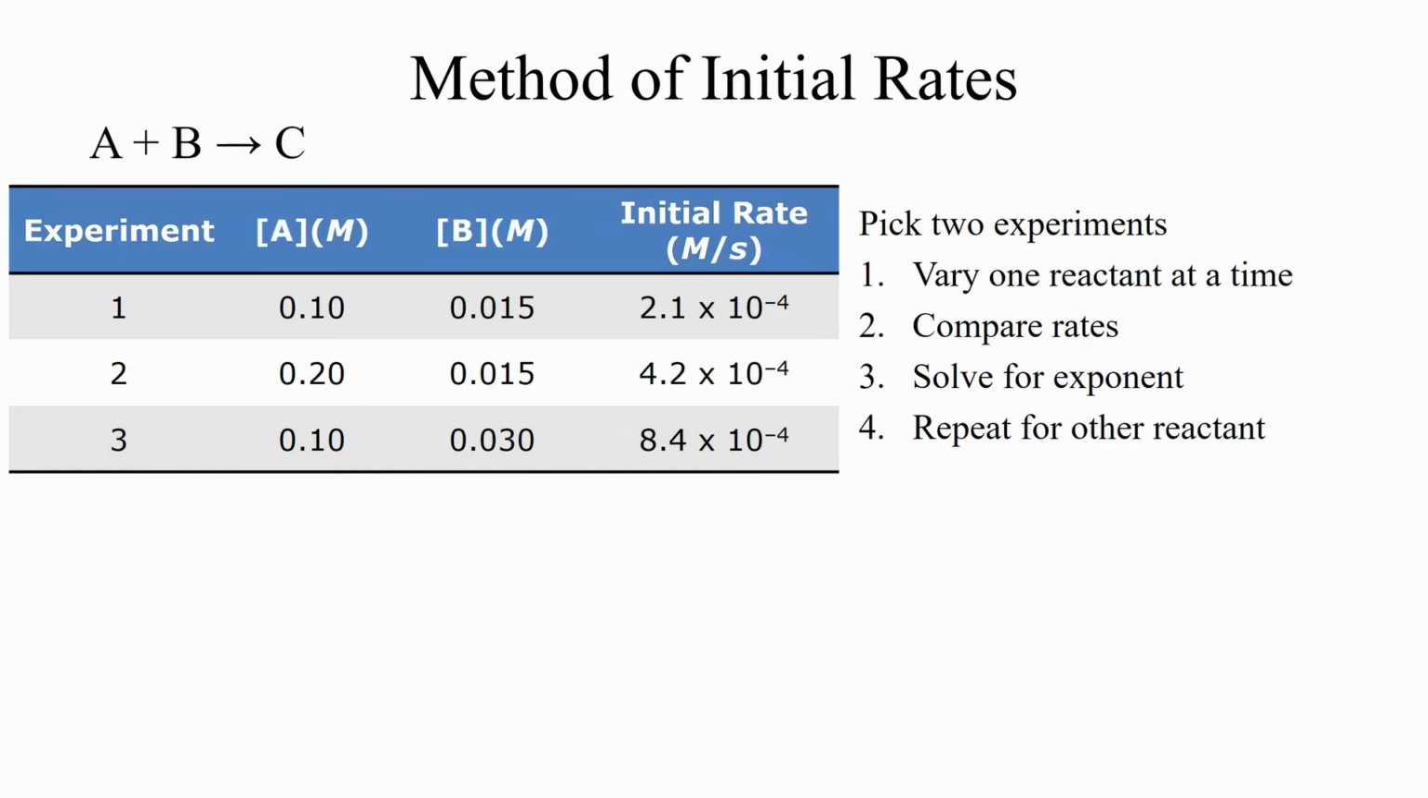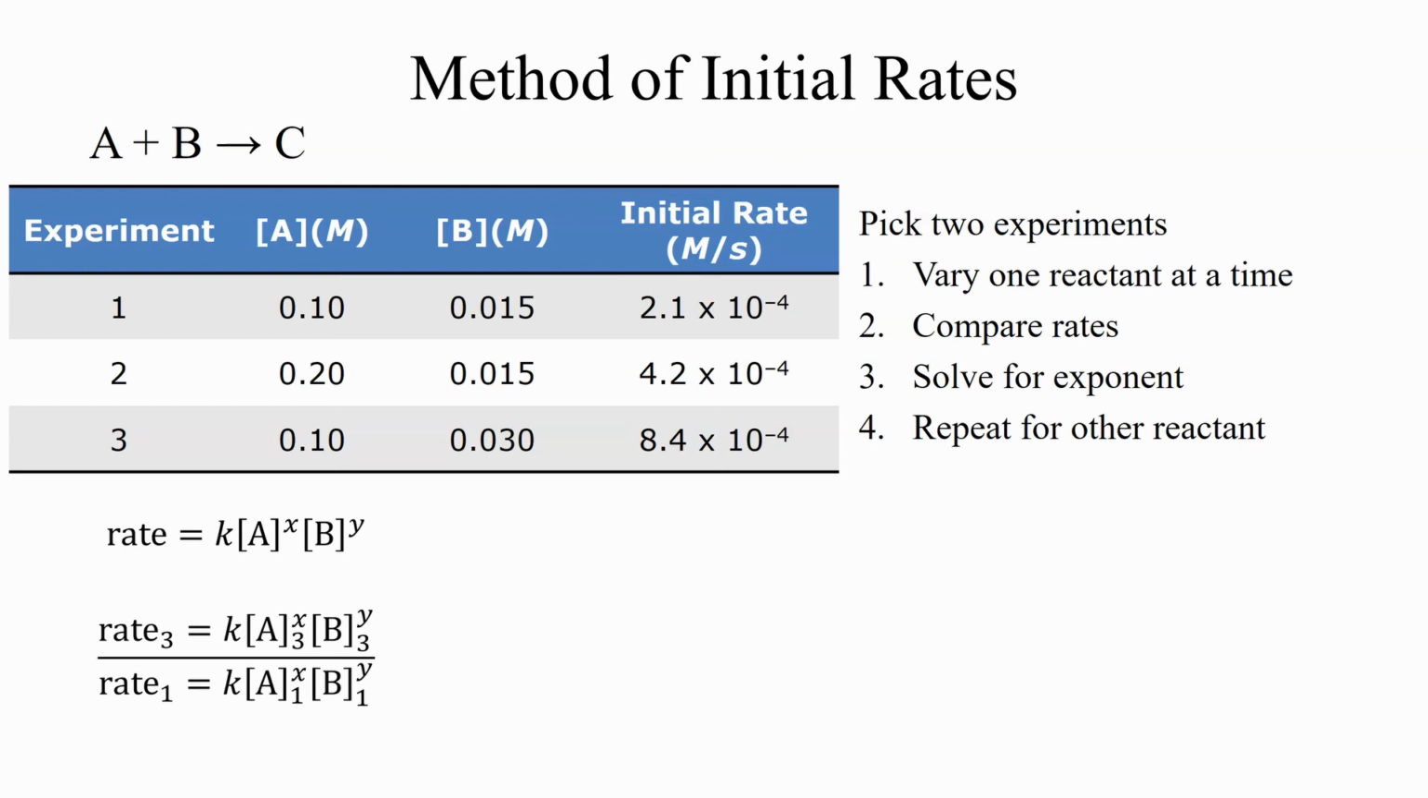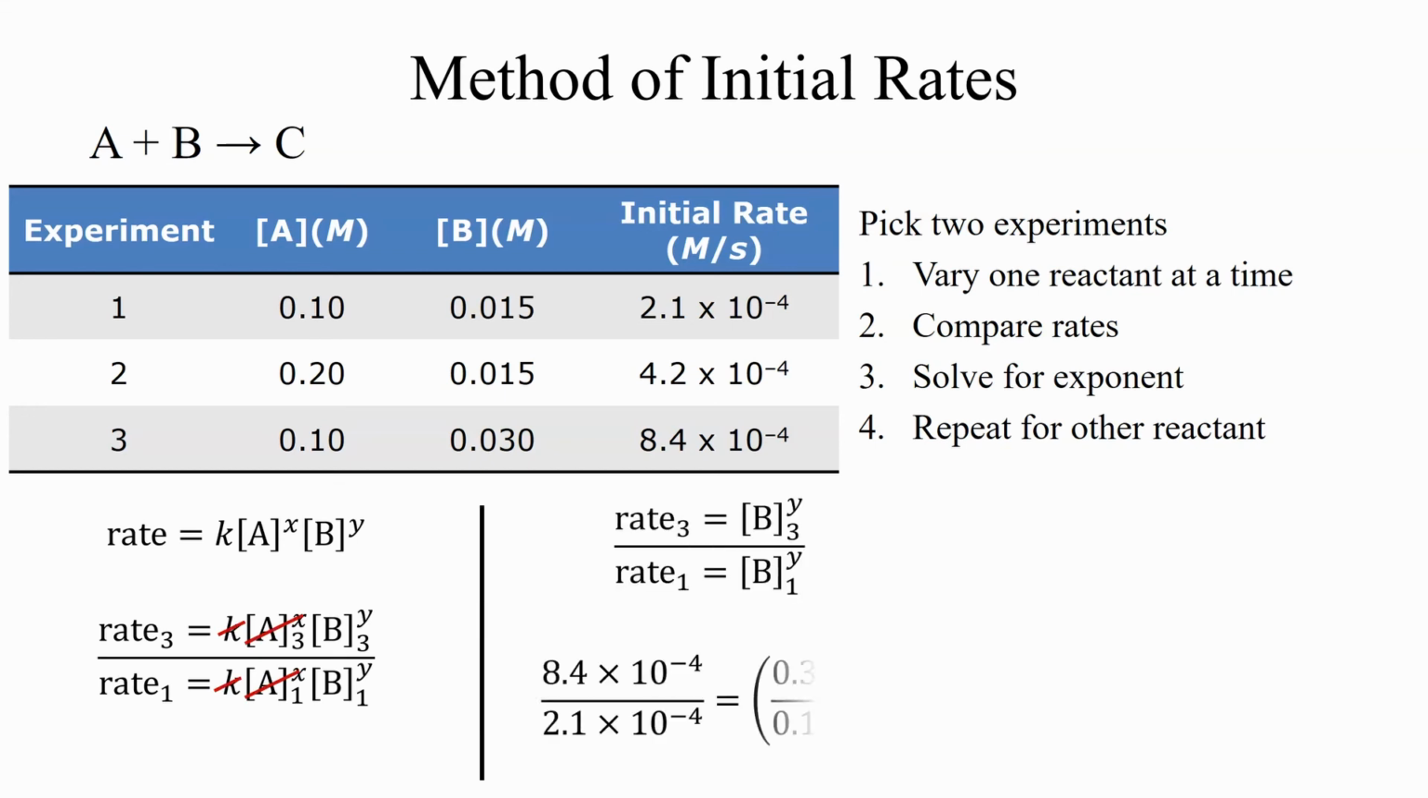So here's another example. Here we have a generic reaction. Our generic rate law, let's compare again experiments 3 and 1. Because in this case we held A constant and we doubled the concentration of B. We're going to plug in our information, and now we're going to solve for y. Now, it's not always obvious, and of course our data is perfect because this is a hypothetical situation, but now we can tell, y must be 2.